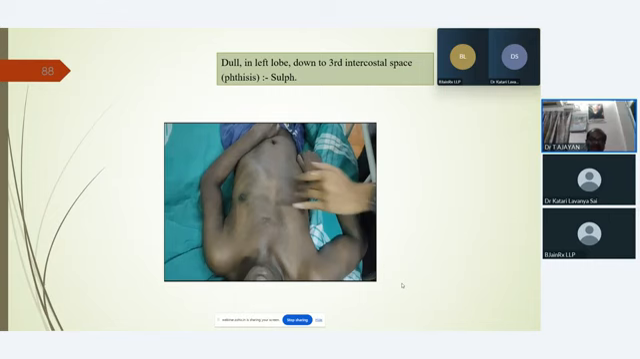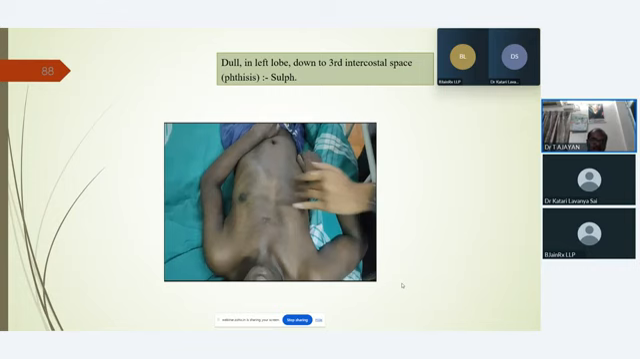Suppose dullness is there. You know the five basic percussion notes. First one is flatness, second one is tympanic, third one is resonance, fourth one is dullness, and fifth one is hyperresonance. Suppose dullness in the left lobe near the third intercostal space is there. In this, the only one medicine is Sulphur.